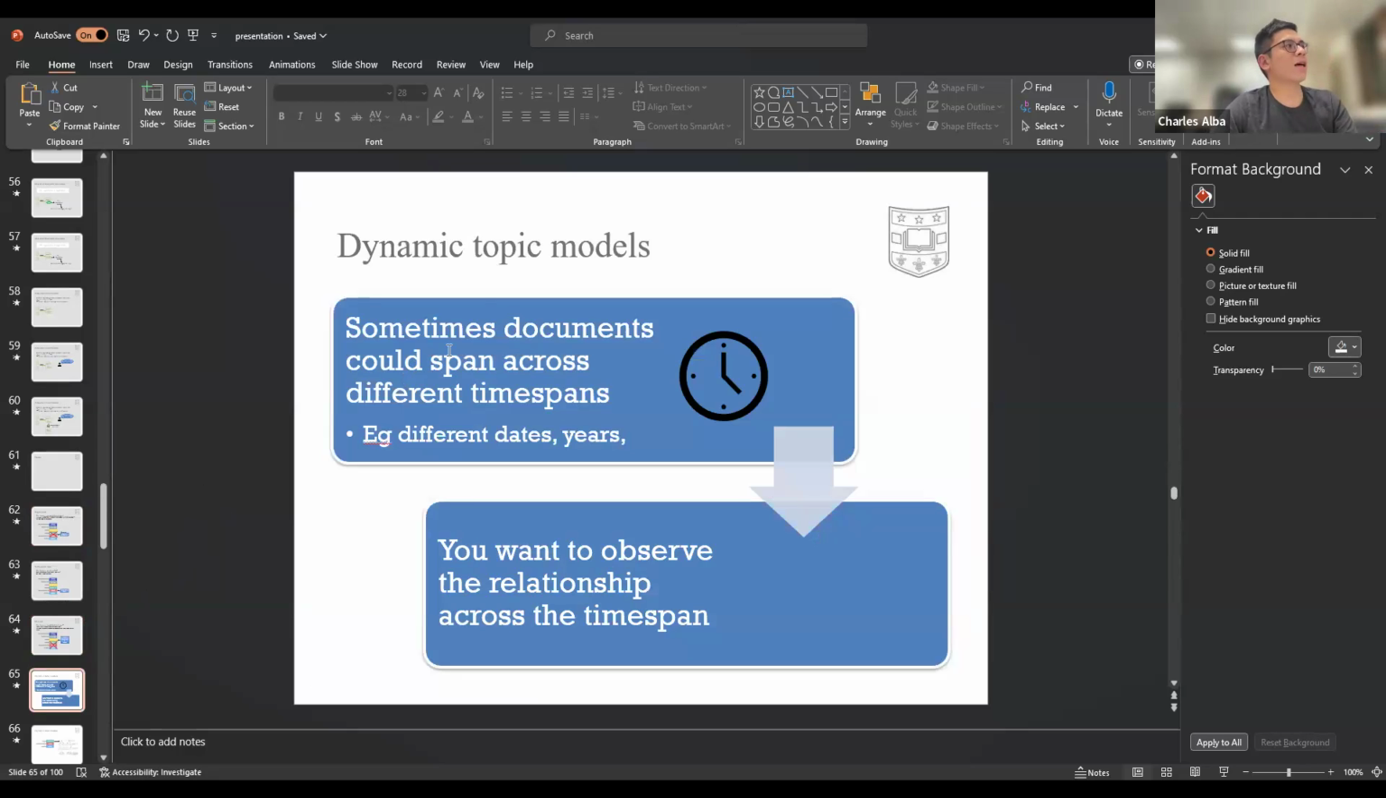And this is the best thing I like about BERTopic: dynamic topic models, because in reality, you want to see how your topics have changed over time.